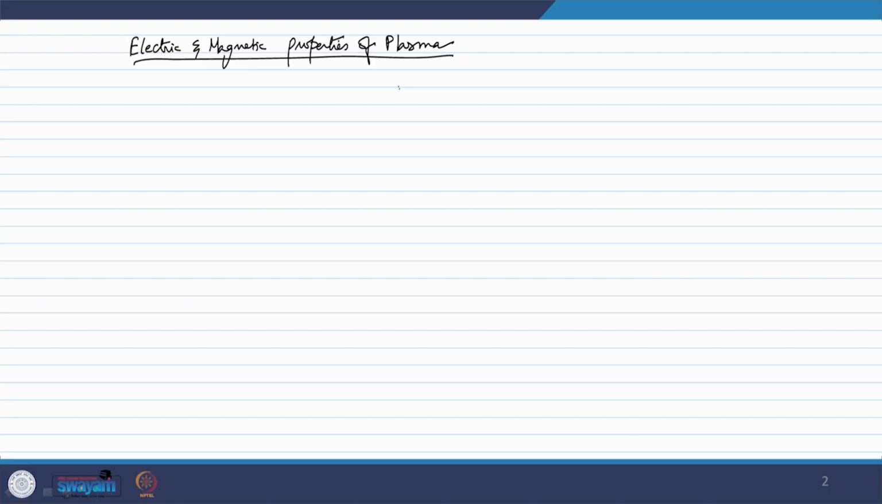Hello dear students, today we will try to understand the electric and magnetic properties of plasma. While we are discussing plasma as a fluid, we will try to see how plasma can be characterized based on its electrical and magnetic properties. So, this topic is electric and magnetic properties of plasma. This is still the discussion pertaining to plasma as a fluid.